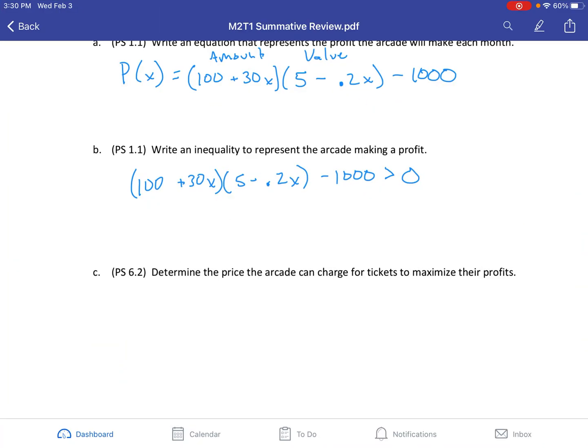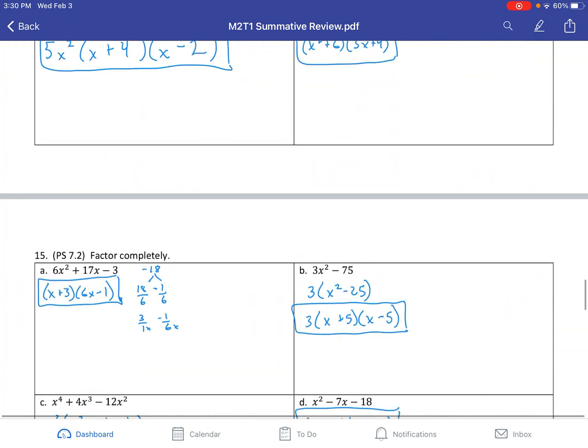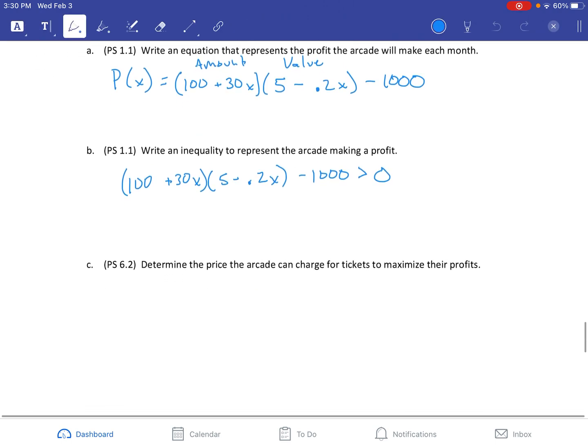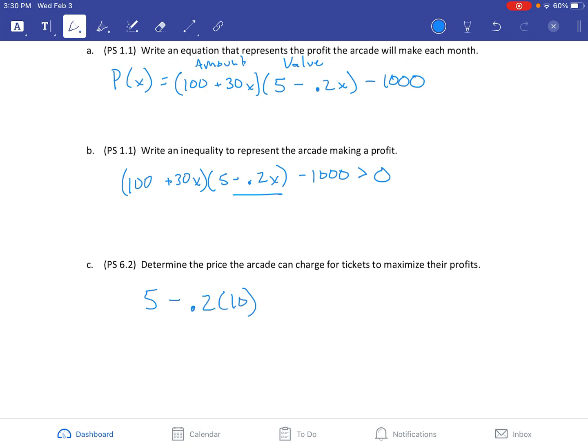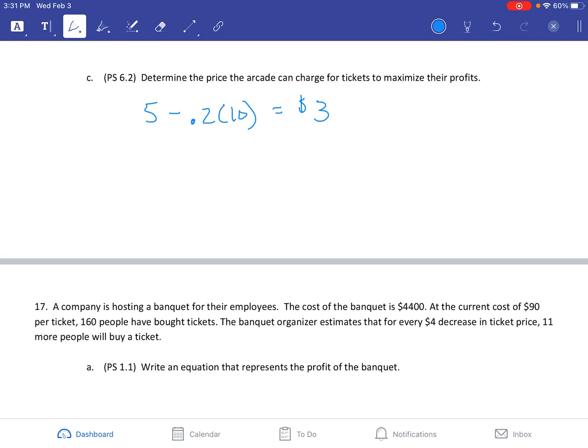So going back to our problem here. It says determine the price the arcade can charge for tickets to maximize their profits. So the price is what we're looking for. So the price is right here. So we're going to do 5 minus 0.2 times 10. So we're going to figure out what that is. So 5 minus 0.2 times 10 gives you 3. So $3 per ticket. Okay. That's it.